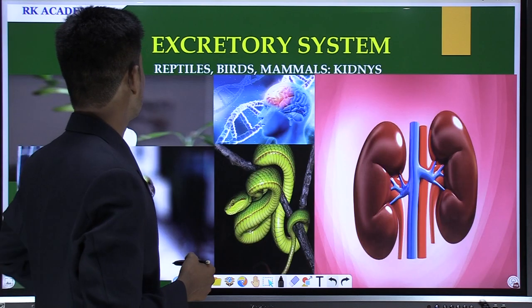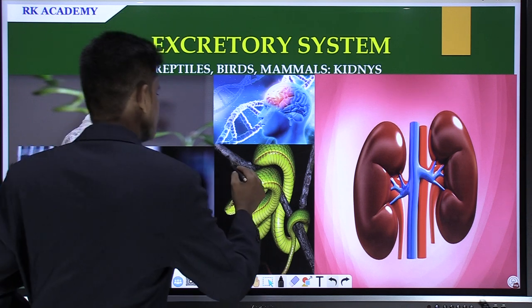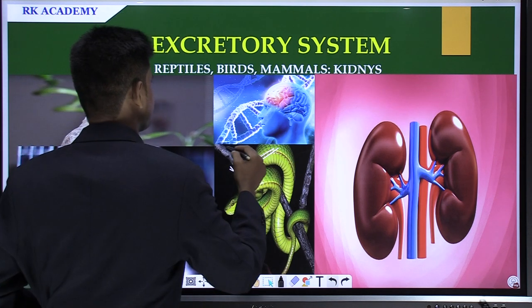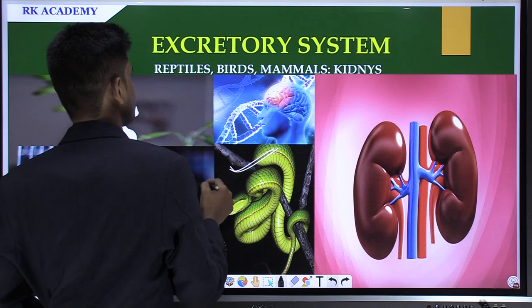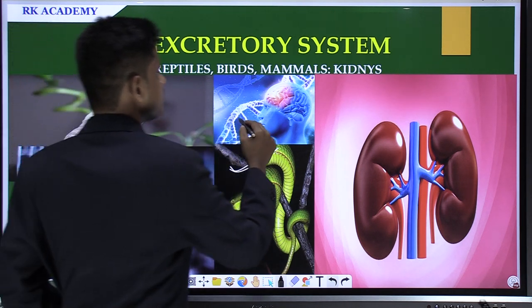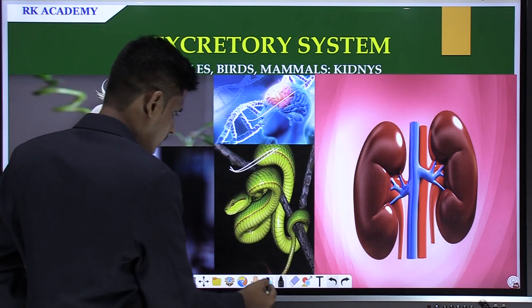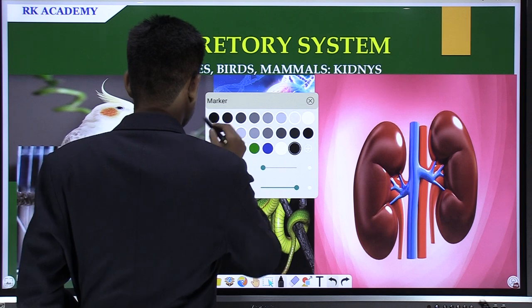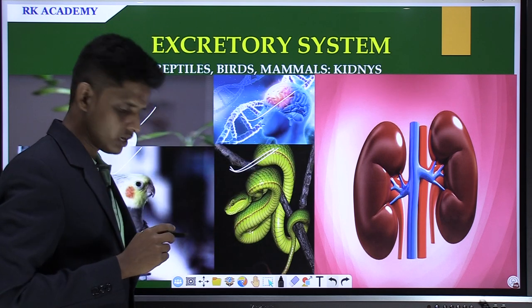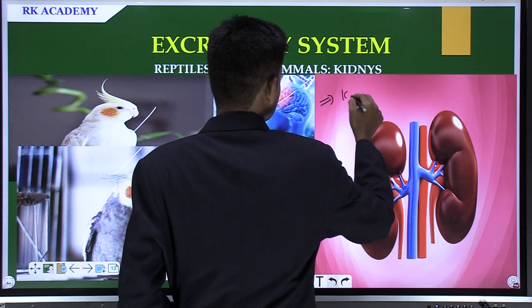In this slide, you would observe the reptiles, birds, and mammals. In the reptiles, the snake is in itself an example of reptiles. And birds, these are the two birds. And mammals means human beings. In all these organisms, the waste materials get eliminated through the presence of kidneys.